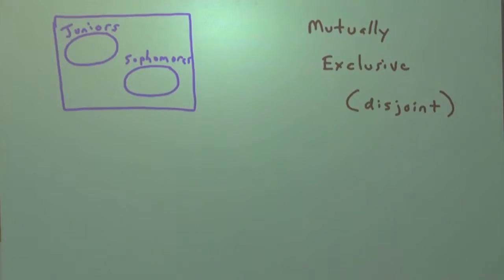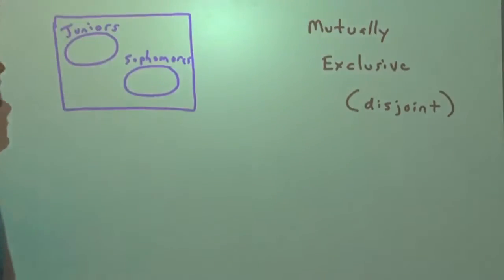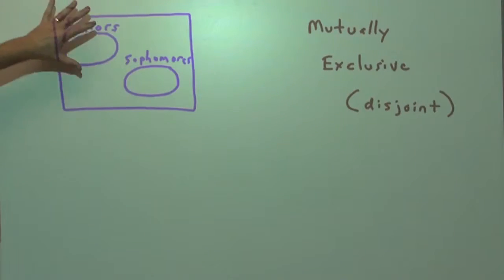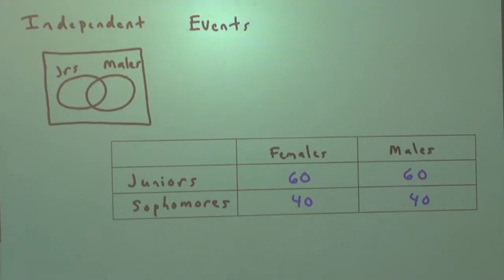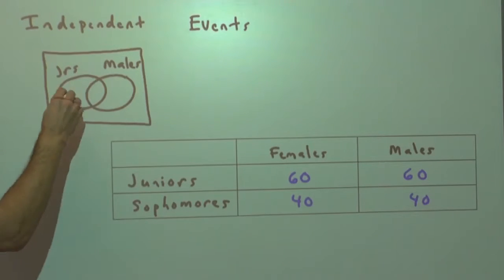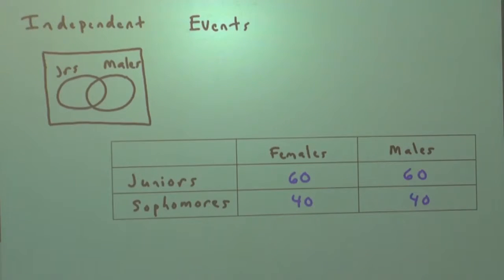We want to make sure we understand in probability the difference between something that's mutually exclusive and something that's independent. If two things are mutually exclusive, otherwise known as disjoint, then if you saw a Venn diagram, they would have no intersection. People are either juniors or sophomores, but they're not both. So that's mutually exclusive. Now, if things are independent events, like juniors and males, there has to be an intersection, and the intersection has to be proportional to what's happening in the overall population.